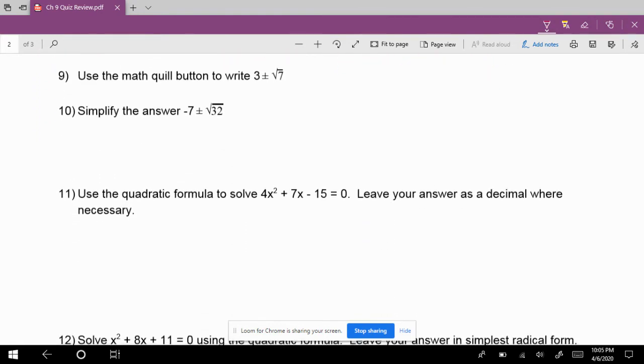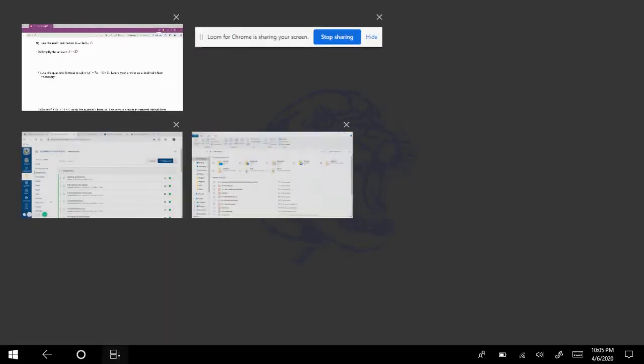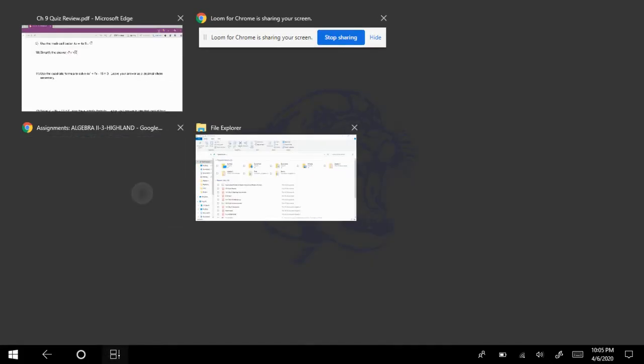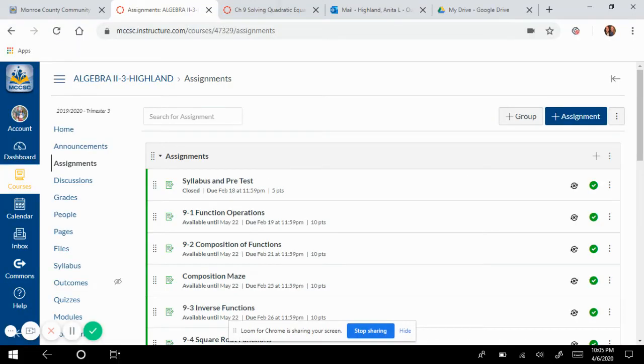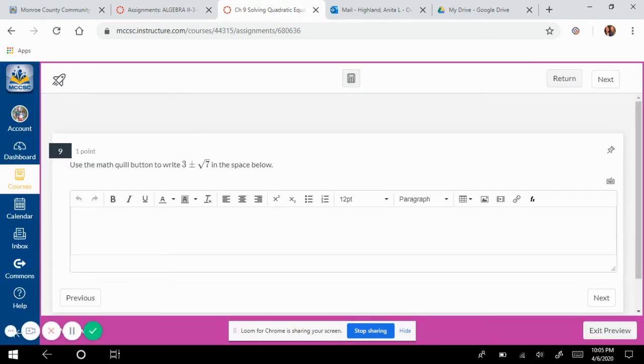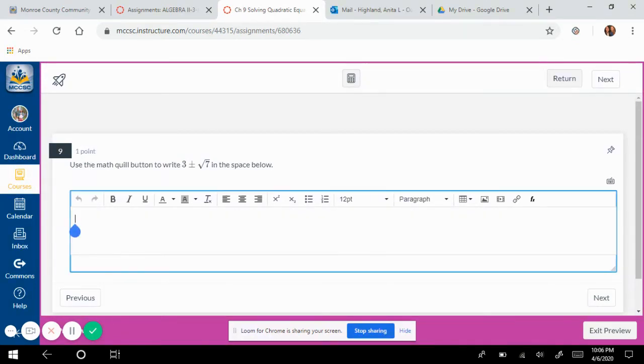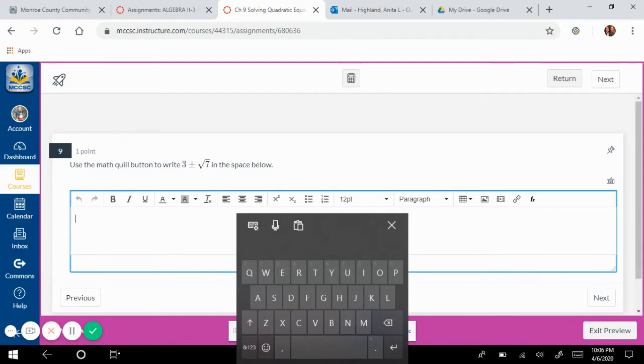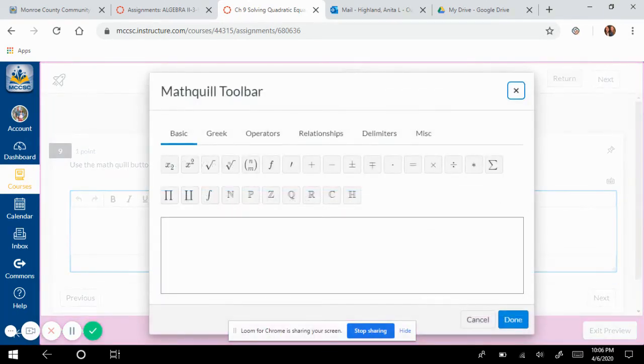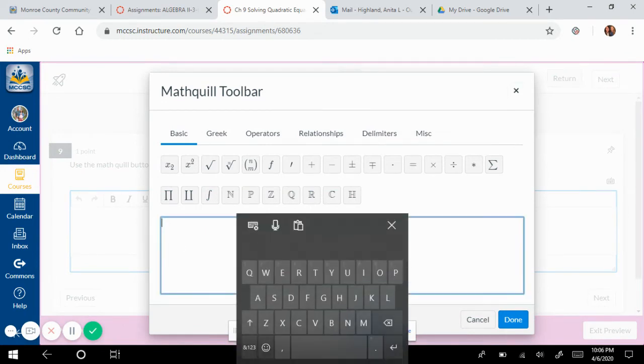All right, for 9 and 10, I'm going to go into Canvas and remind you of what we can do here. So here is how you would have it on yours. It says use the Math Quill button to write 3 plus or minus the square root of 7 in the space below. You are going to be asked to do this on Canvas, so you need to make sure you know how to do it. Your Math Quill is this f of x button at the top right, and you have everything you need inside of here.